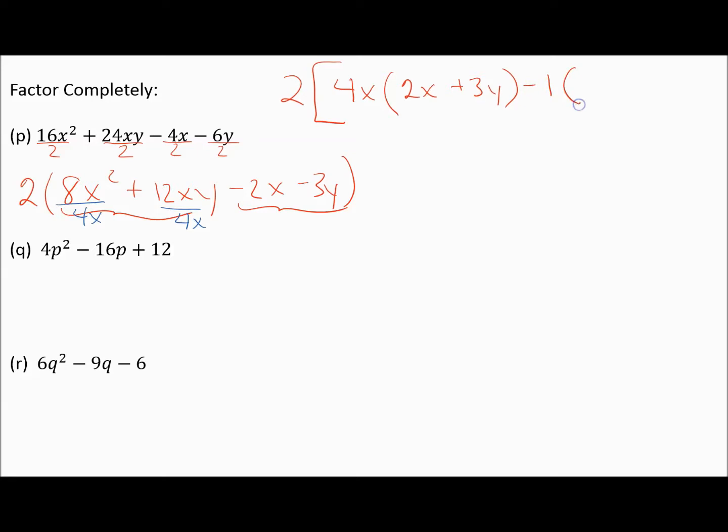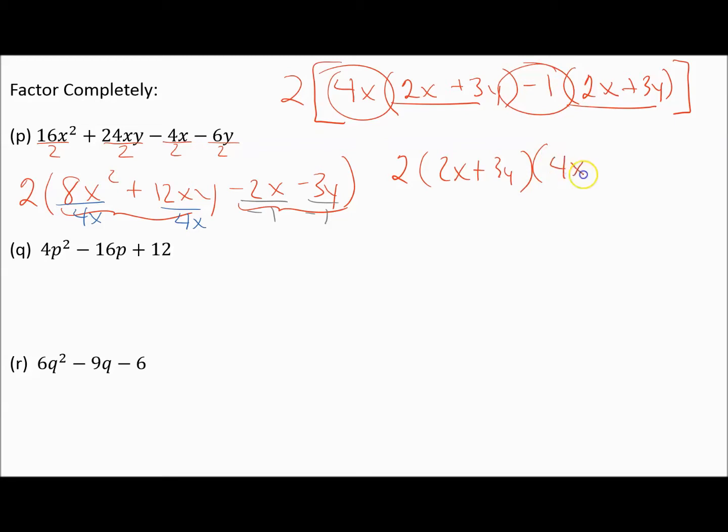There's negative 1. So remember what I'm doing is I'm dividing each of these guys by negative 1. Okay? So negative 2x divided by negative 1 is a plus 2x. Negative 3y divided by negative 1 is plus 3y. Now you don't leave it there because you're not factored. This 2 in front stays. Then you write the one that matches because you're factoring that out. 2x plus 3y times what's remaining out front, which is 4x minus 1. And this is completely factored.